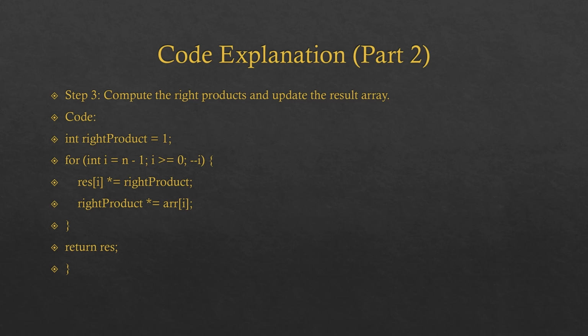In the second step, we iterate through the array from right to left. Using a variable called right product, we update each element of the result array by multiplying it with the product of elements to the right of the current index. Finally, we return the result array, which now contains the product of all elements except the one at each index.